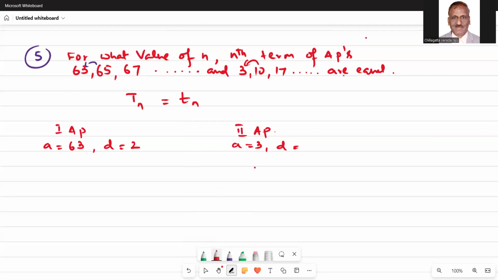10 minus 3 gives you what? 7. Again, 17 minus 10 is also 7. Here also, 67 minus 65 is also 2. So let us write the Tn formula now. Except n, you have all the values here.